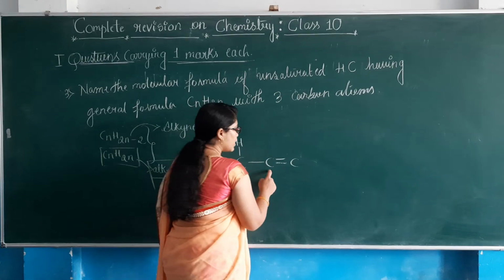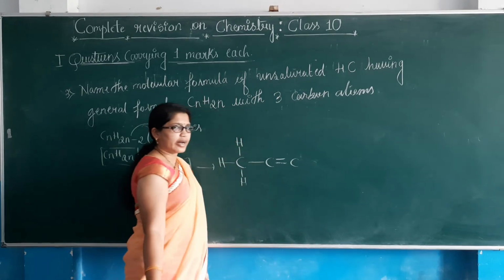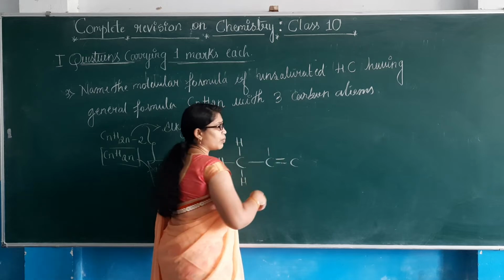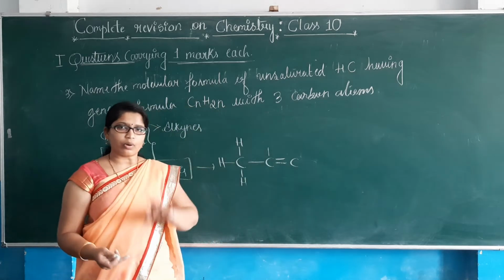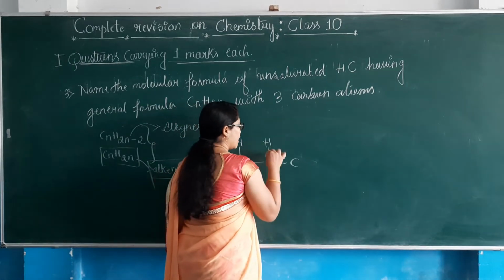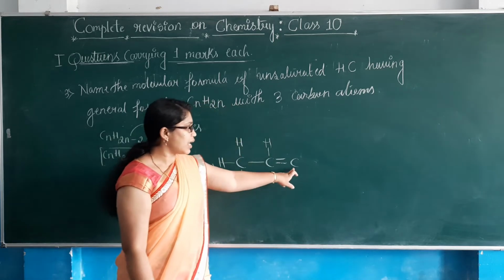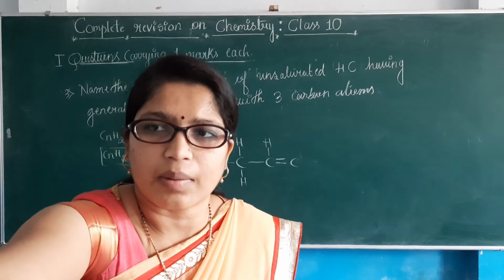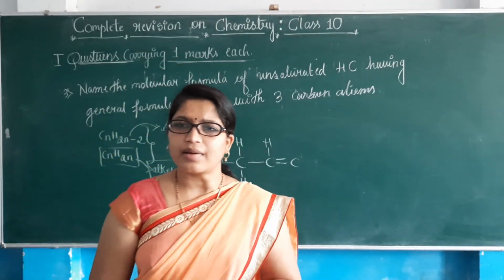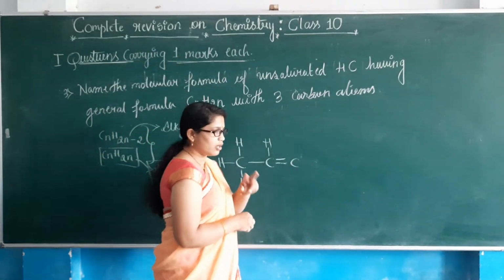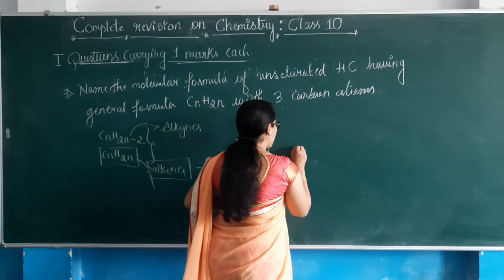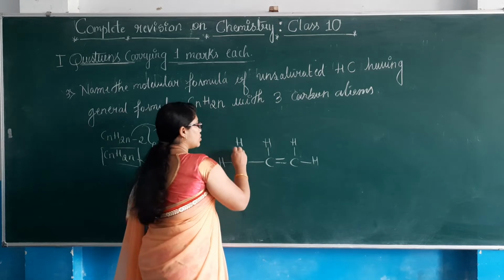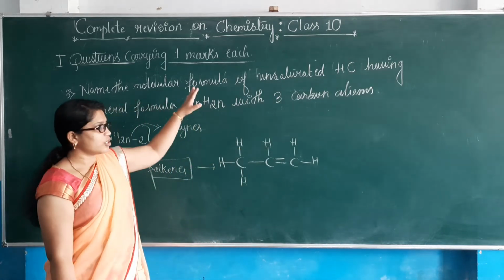See, check out the second carbon atom. How many bonds are already present? It is a double bonded carbon, right? So in order to complete the valency, how many more bonds are needed? 2 more, isn't it? So I will be considering hydrogen here and hydrogen here. So this is the formula we write for this question.